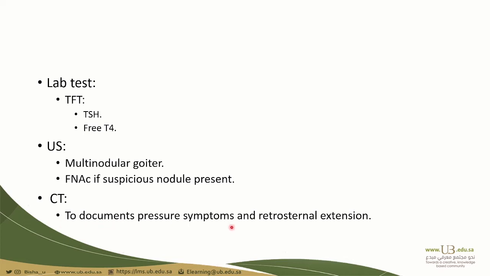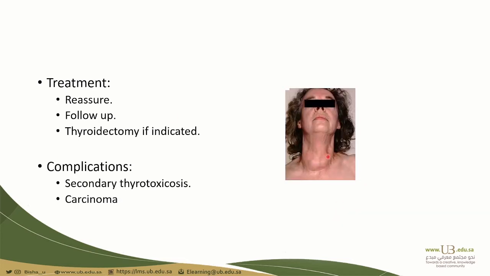If the patient is complaining of pressure symptoms, or you find in your examination that there is a retrosternal extension, you have to do a CT scan. The treatment of multinodular goiter is reassurance, follow-up every 1 year with ultrasound and thyroid function test, and you'll do thyroidectomy if indicated. The indications of thyroidectomy in multinodular goiter are thyrotoxicosis, pressure symptoms, and a nodule suspicious for malignancy or malignancy.